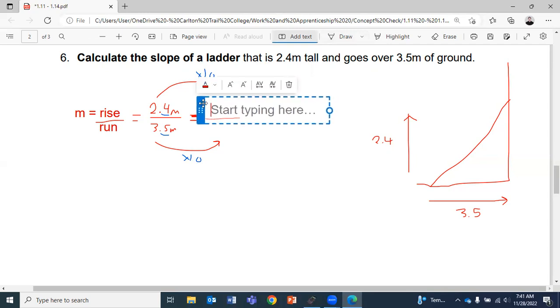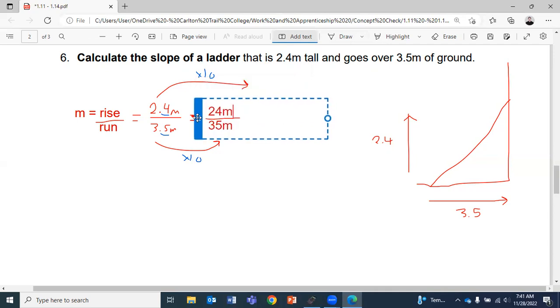All of a sudden, I'm going to get 24 over 35 meters. So it's actually 24 over 35. Is there anything I can simplify this by? 2 doesn't work. 3 does not work. 5 doesn't work. Doesn't look like 7 or anything else does. So no, this is my final answer. This is the slope right here, 24 over 35.